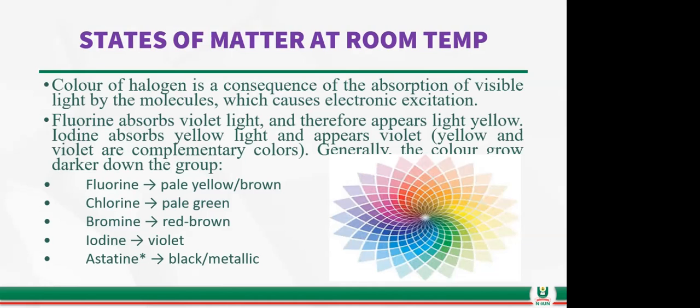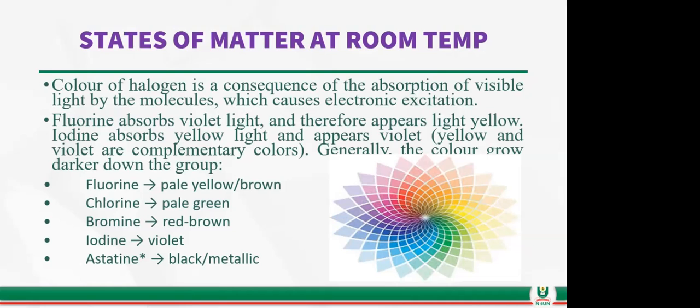Iodine absorbs, and remember, when you are talking about color chemistry, think absorption and reflection. Whatever the color of the light that is absorbed determines the color that will be reflected, and the color that is reflected is the color we see with our physical eyes as observers. So iodine absorbs yellow light, therefore it appears violet. We should remember that yellow and violet are complementary colors.